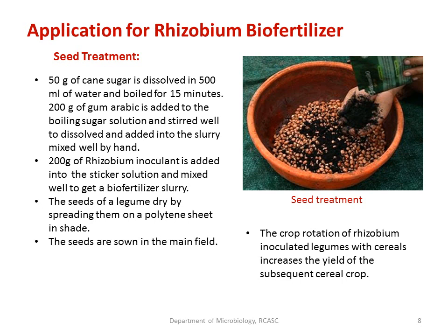So this is about rhizobium as biofertilizer, how it can be isolated, identified, mass produced, and how it can be applied onto the field. In my next video lecture, let us study Azotobacter as biofertilizer.